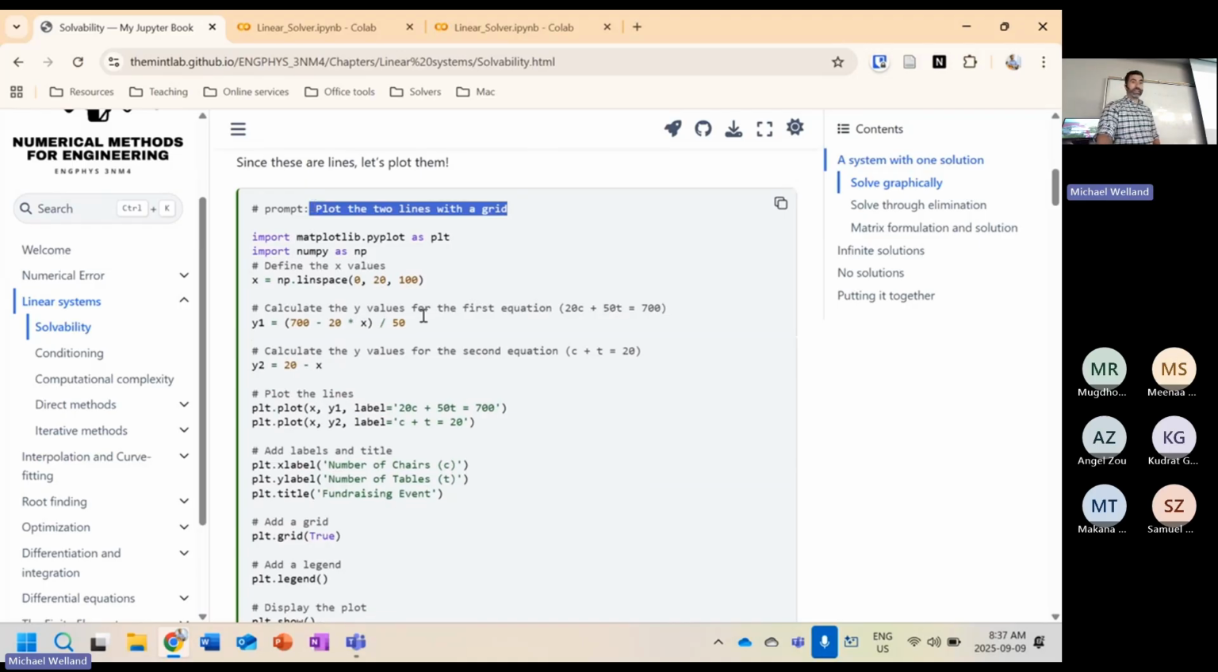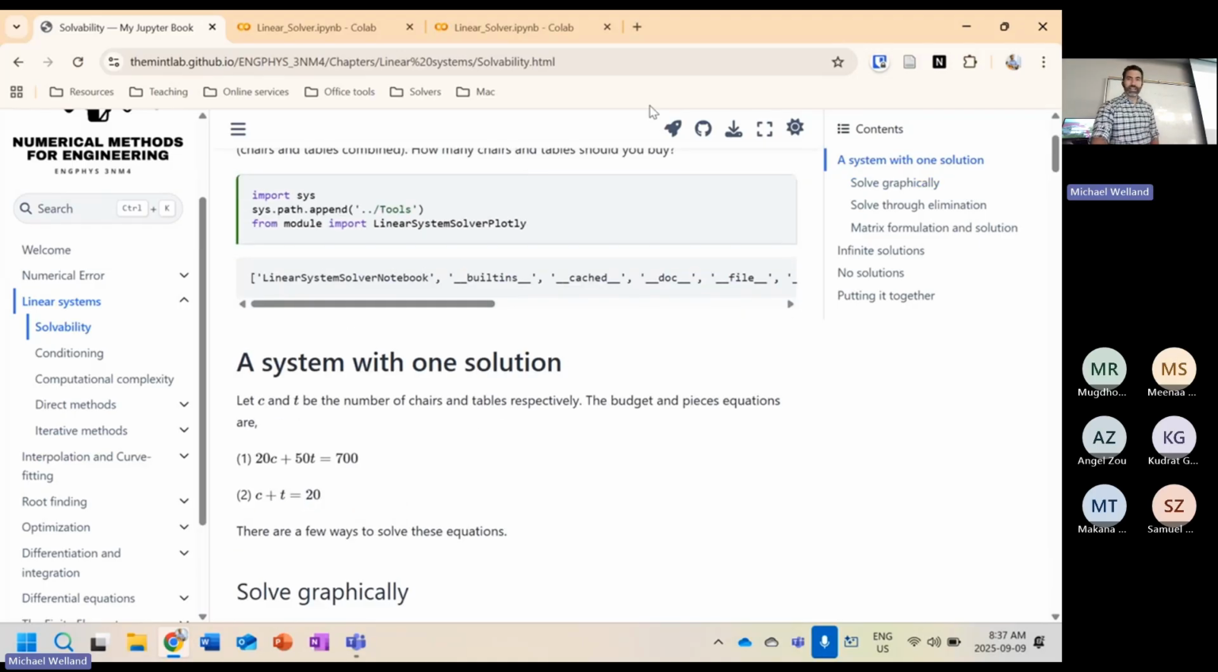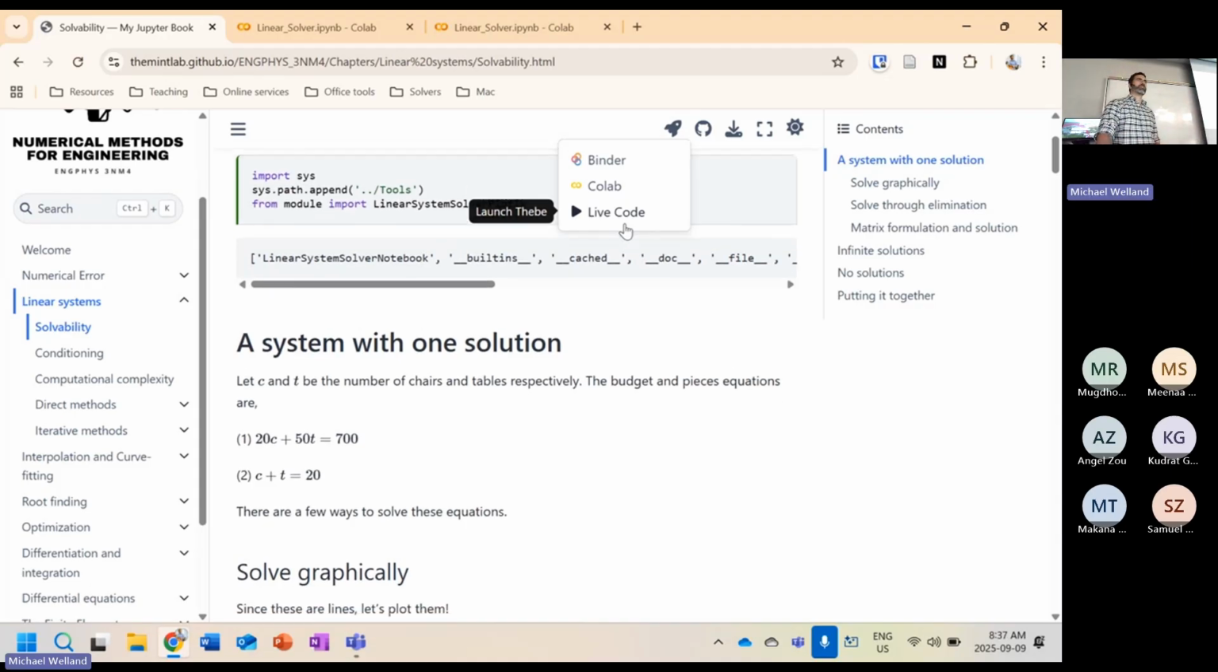Plot the two lines with a grid, right? If you don't know how to plot it, just go open that in Colab, right? And then Gemini is there, and you can literally point it to it and say, plot this equation, and it'll plot those lines. Do you want me to show you guys? Would that be helpful? Yeah? Okay, really quick.